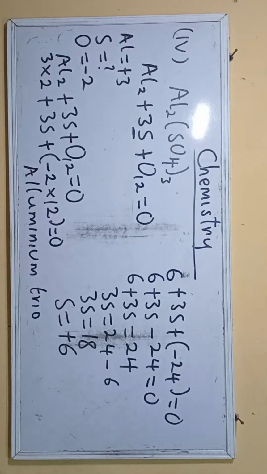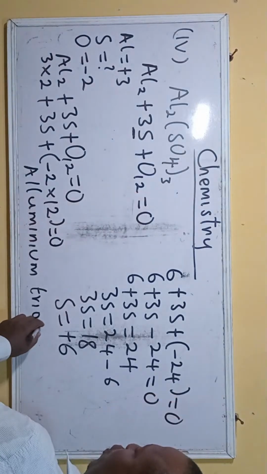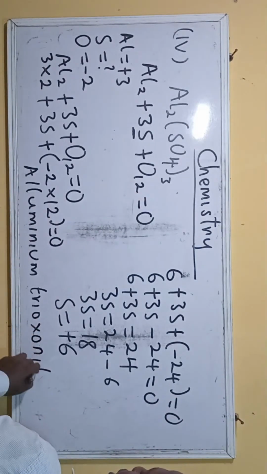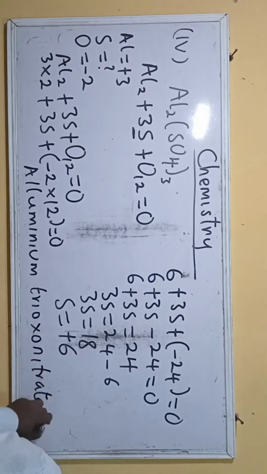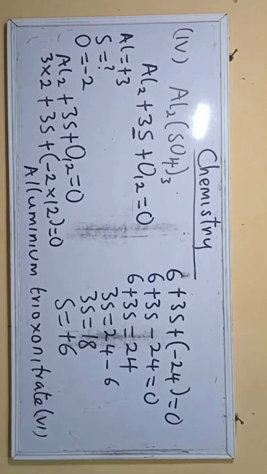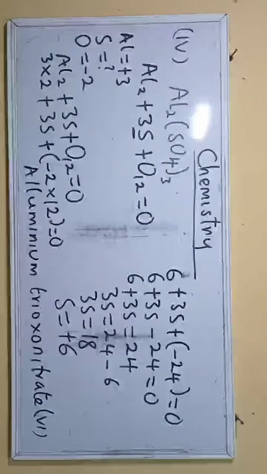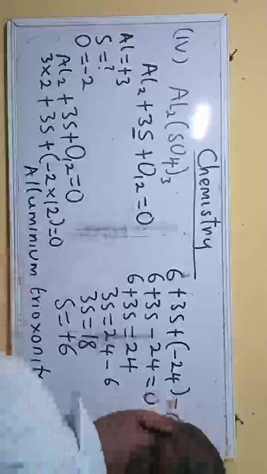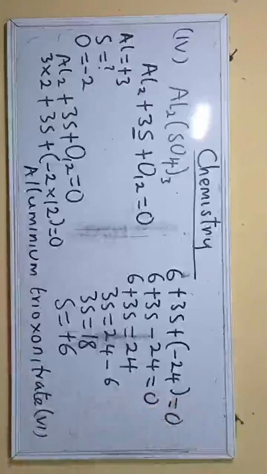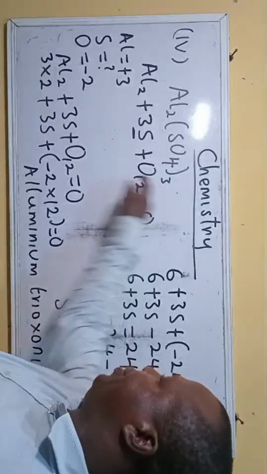So it will be aluminium triozo nitrate 6. So the name of this compound is aluminium triozo nitrate 6 because I have 3 here.